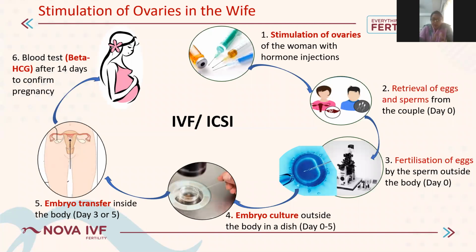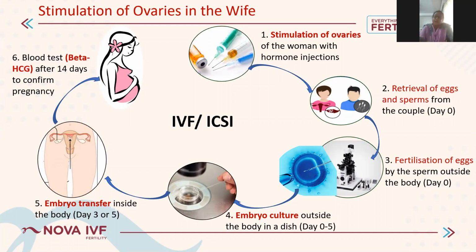Once the ovaries get stimulated, that means once we get many follicles in the ovaries after taking 8 to 10 injections. Follicles are the fluid-filled cavities which contain eggs. Then we do an ovum pickup procedure, that is the retrieval of eggs and sperms. Once the eggs are retrieved from those ovaries, we collect the husband's sperms and fertilize them with the ovum in the lab. That is the third step, fertilization of the eggs, which happens in the lab.